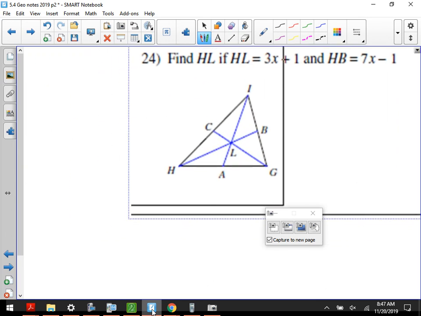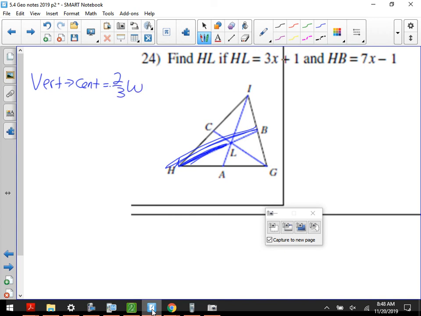All right, so let's see here. We have HL and HB, which is the whole thing. So that is our vertex to centroid, and then we have the whole thing. So we write it out. Vertex to centroid is 2/3 the whole thing. Fill in the blanks of what you know. Vertex to centroid is HL, 3x plus 1, is 2/3 the whole thing, which is 7x minus 1.